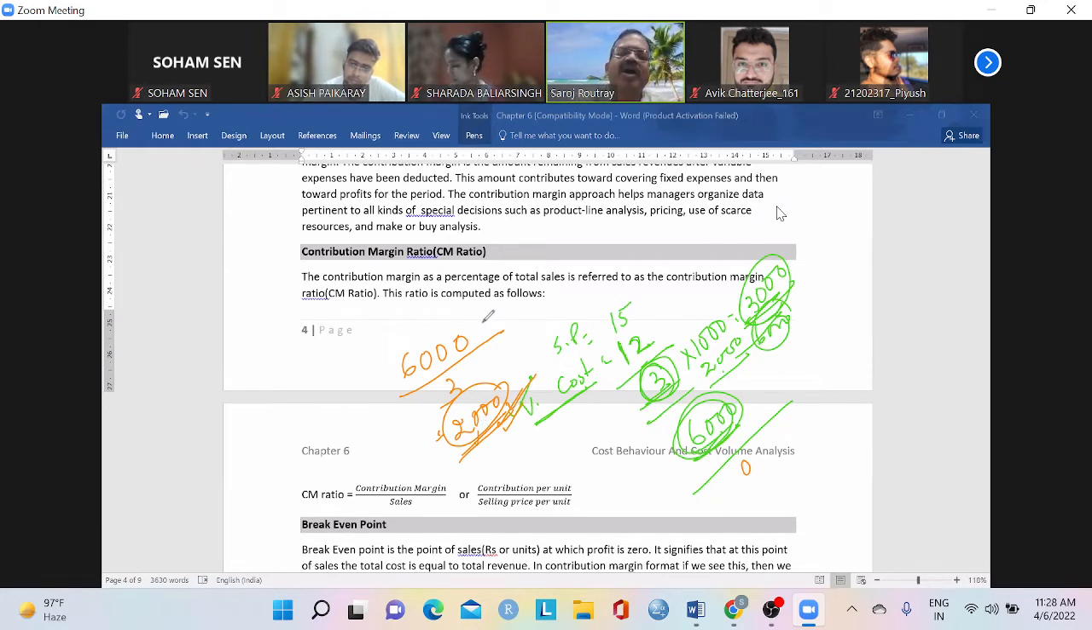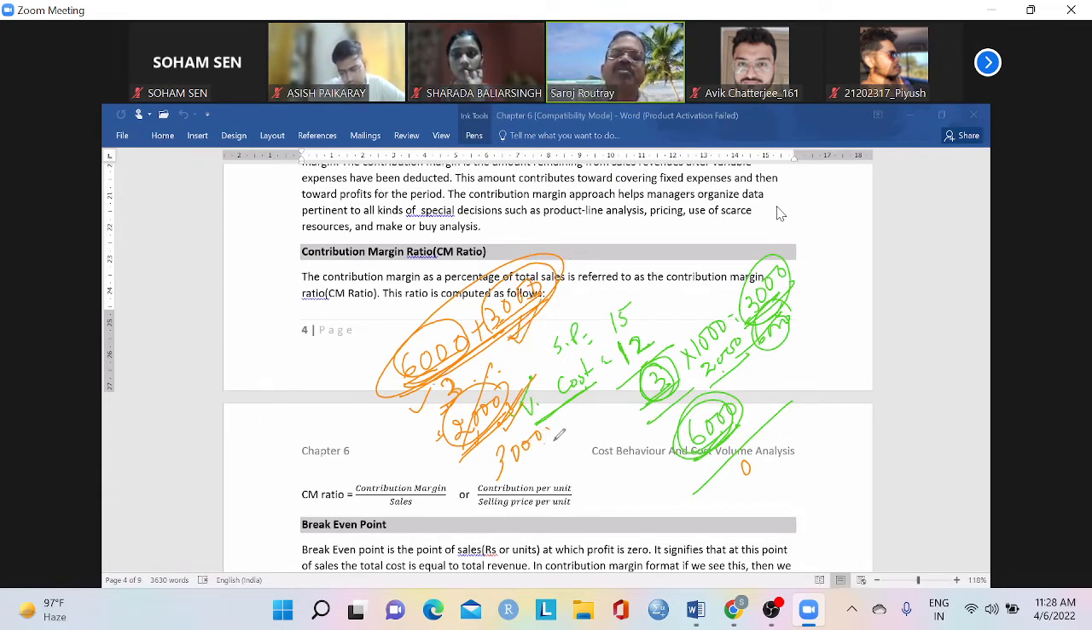Now, if I want to have another 3000 as my profit, then I need 9000 to be recovered from my contribution. So my contribution is helping me to recover fixed cost as well as profit. So contribution goes on increasing when I sell more volume, more number of units, and that recovers my fixed cost. And if I sell more than that break-even, then that gives me profit. So I need to sell 3000 units if I want to have a profit of 3000 rupees, right?